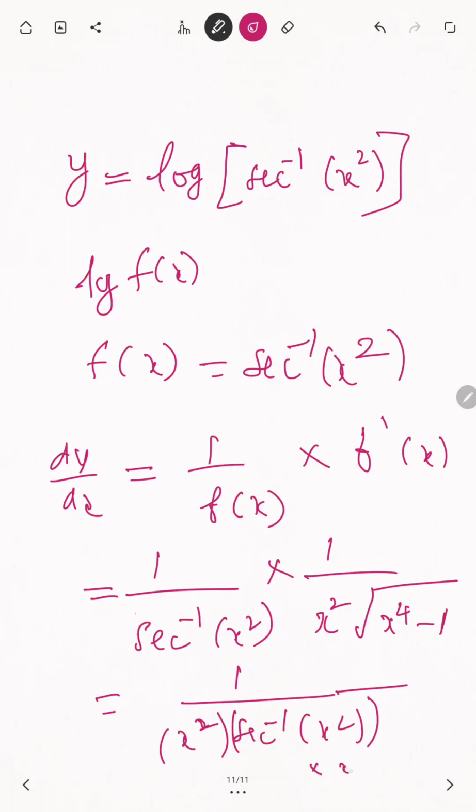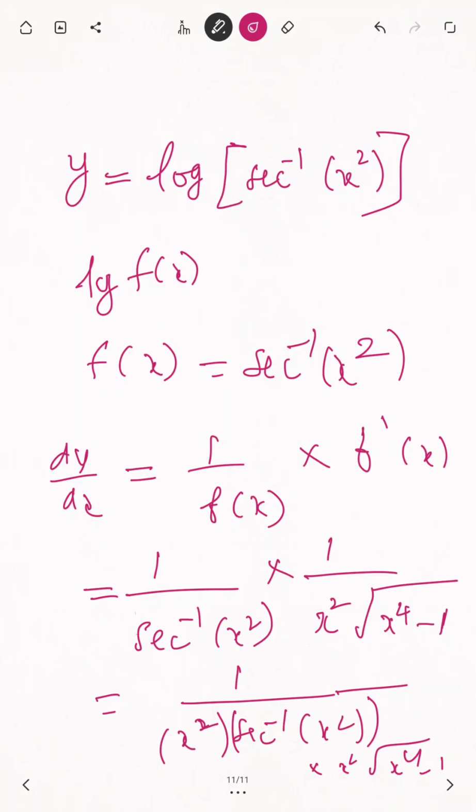x square into square root of x power 4 minus 1. So once more I am explaining. See here, the differential of f of x is what? 1 by function into f dash x. 1 by function, the function is secant inverse x square. So 1 by secant inverse x square into the derivative of secant inverse x square.